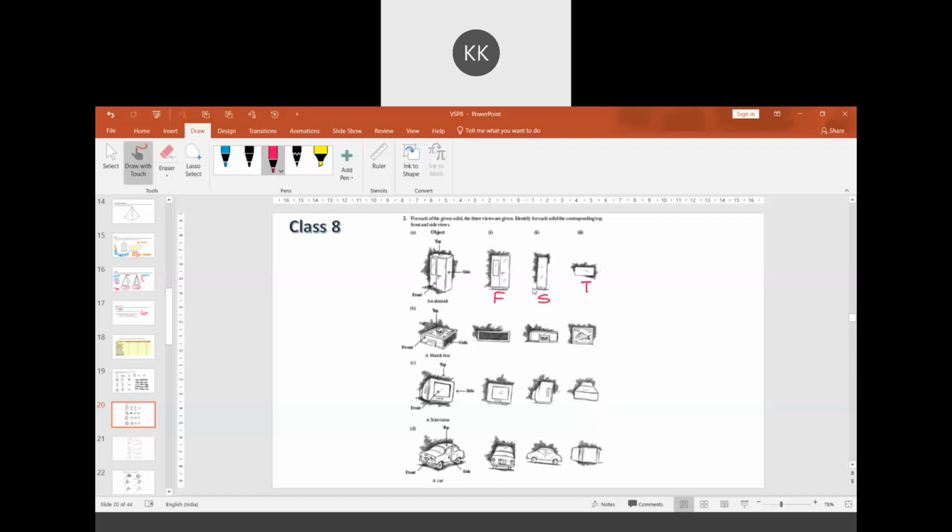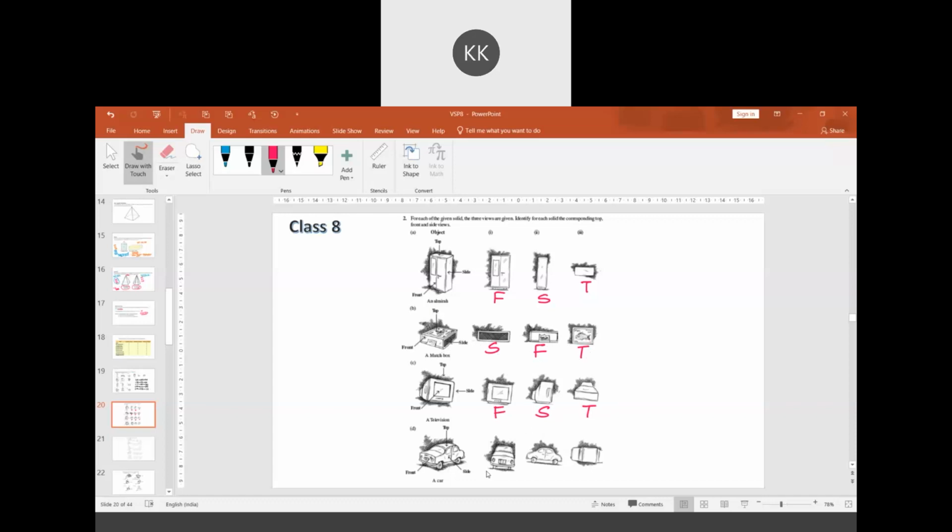This is the top view. This particular thing is a side view. This is a front view. This is a top view. For this, front view, side view, top view.